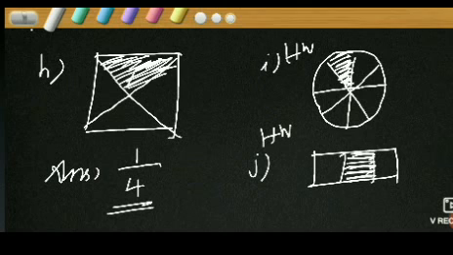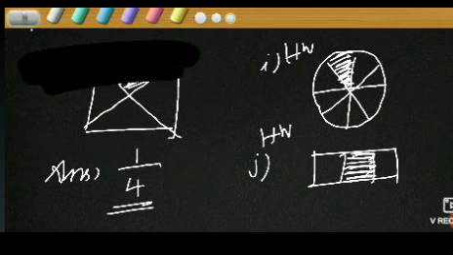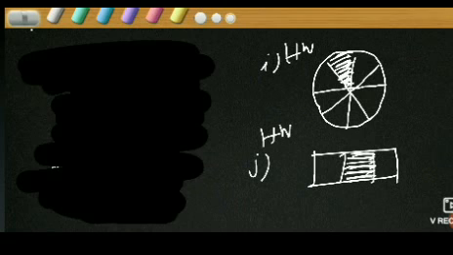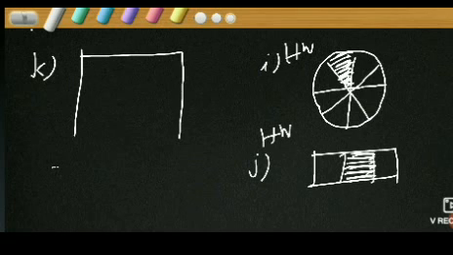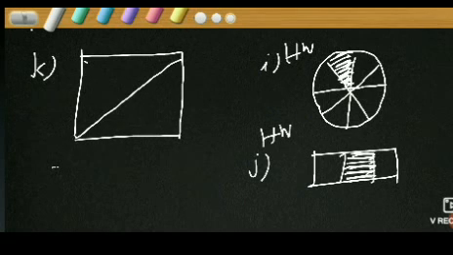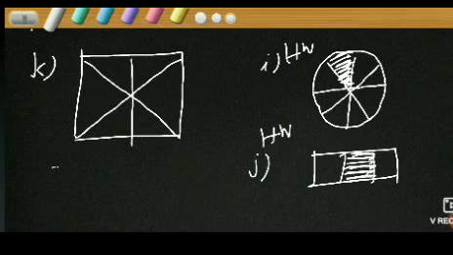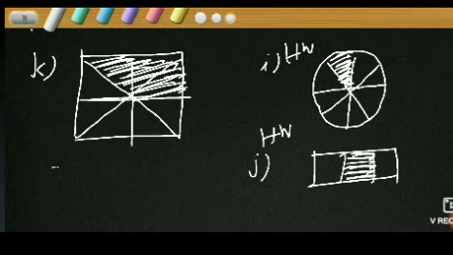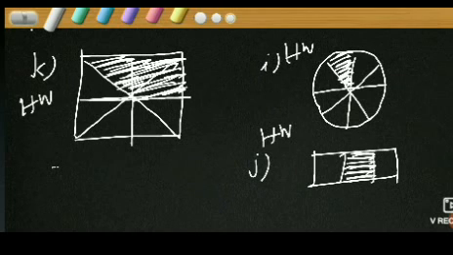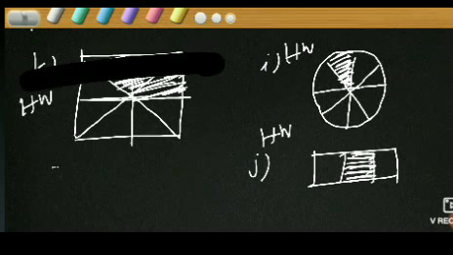This is homework. One more homework is there. K also homework. Please note down K. Draw one square again. And suppose it has been divided equally like this. Please count the number of parts properly. And here we are going to shade 3. So find out the fraction for this. Three parts are shaded here. So find out the fraction corresponding to the shaded portion. Got it? Understood? Very easy, isn't it?